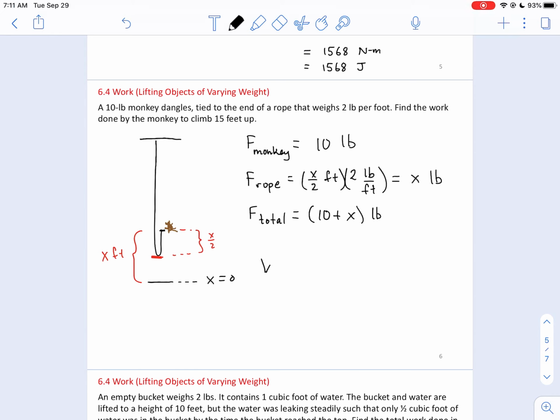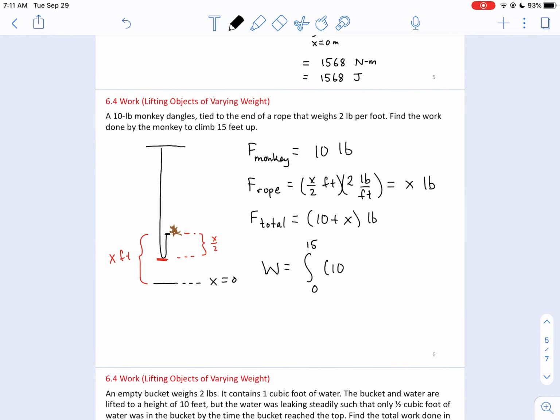So now we can set up an integral. The amount of work done by the monkey is going to be, the monkey will go from 0 feet up to 15 feet, and its force is 10 plus X pounds, and then times the dx differential measured in feet. The unit of the differential always matches the units of the limits of integration. So those are in feet, so dx is measured in feet. It's a quantitatively significant component of our integral. What I just said is super important.